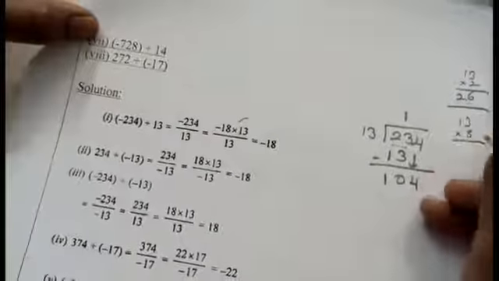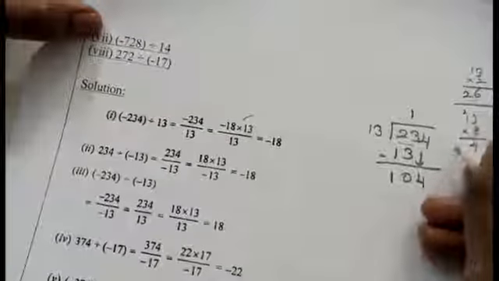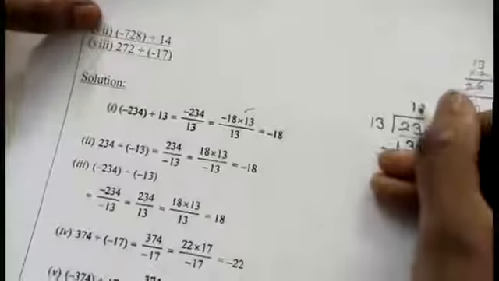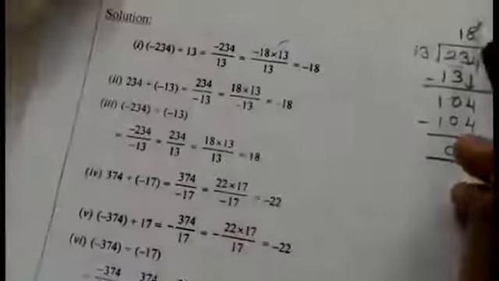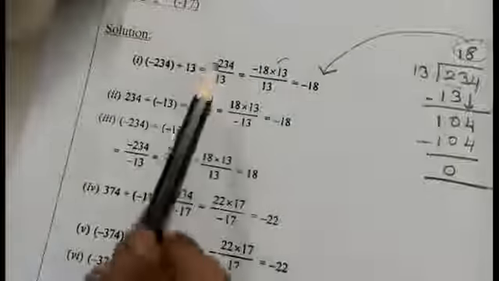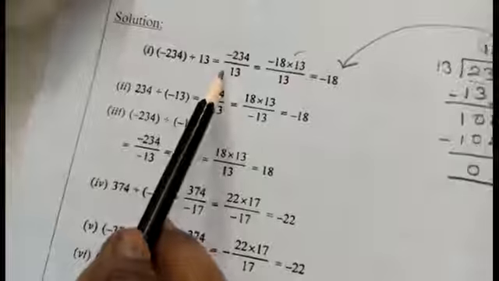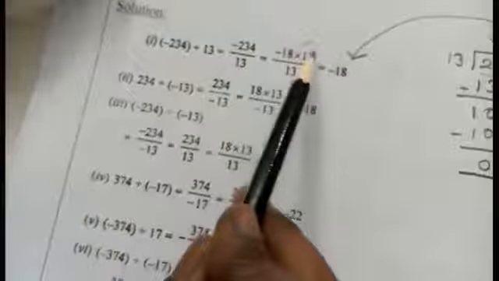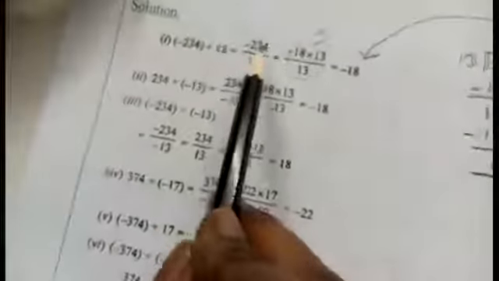13 into 8. 8 3s are 24. If you calculate, 8 1s are 8 plus 2, 10, 104. So what is the answer I am getting here? 104. You are getting the answer as 0. Now what is the answer I am getting here? 18. I am going to write that number here. Why I am getting minus is: minus into plus, minus divided by plus, you will get the value as minus. This step is nothing but just for the multiplication process they are doing, not necessary. You can do it this way. Directly you can divide and find it out.